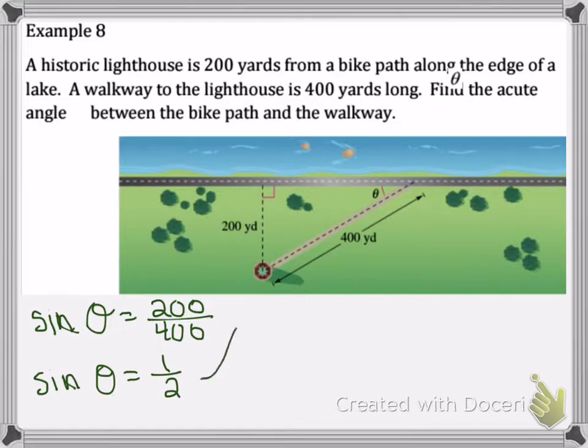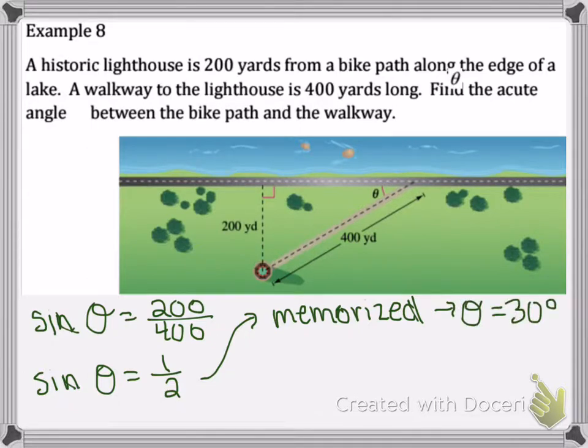Now, this is one that needs to be memorized. We do not have to use the calculator. We know that the angle is equal to 30 degrees. But in case it wasn't one that we'd have to have memorized, then all we would do would be sine to the -1 of 1/2 in my calculator, and that would spit out 30.